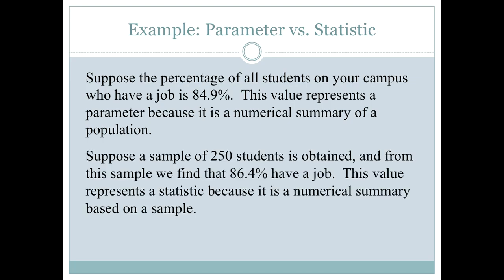Now, let's look at this. Suppose a sample of 250 students is obtained, and from this sample we find that 86.4% have a job. So we only took 250 students, which is a sample. Since our value is from a sample, it's going to represent a statistic. Okay, so statistics are from samples, parameters are from populations. These should be pretty easy to remember because they are each paired with the word that starts with the same letter. Statistic, sample, parameter, population.